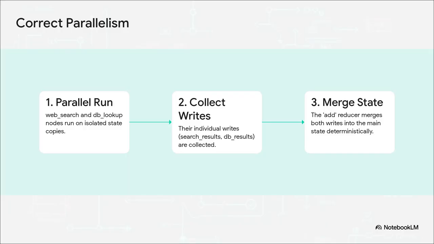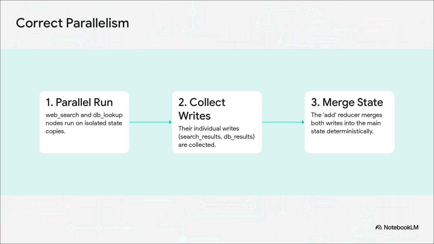Okay, so let's make this real with a concrete example. Here, we've got a web search and a database lookup running in parallel. Now remember, they each operate on their own isolated copy of the state. After they're both done, their individual writes are collected by the framework. And then, and this is the key, only then does that add reducer you defined kick in to merge both sets of results into the main state.